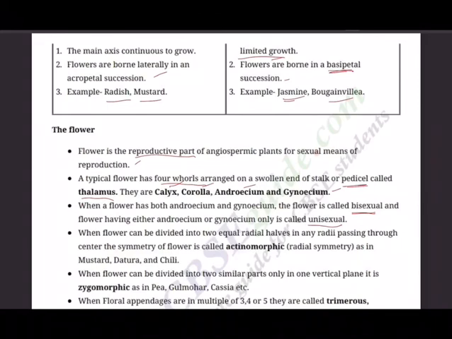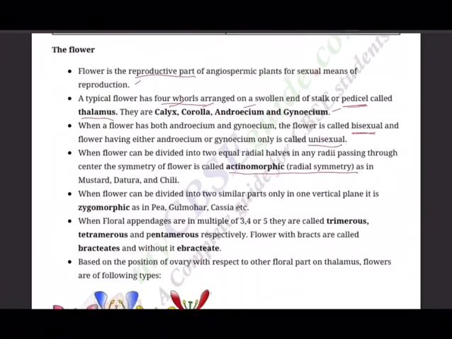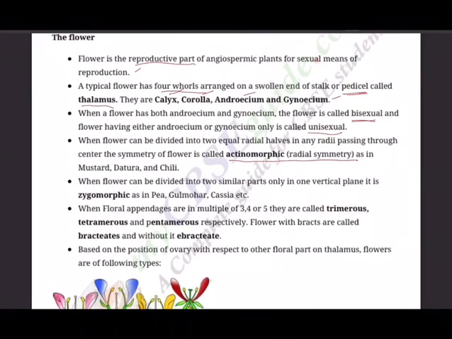When a flower can be divided into 2 equal radial halves in any radii passing through the center, the symmetry is called actinomorphic flower. Example, mustard, datura and chilli. When a flower can be divided into 2 similar parts only in one vertical plane, here any radius, here only one vertical plane, then it is called zygomorphic, like green peas, gulmohar, all this.